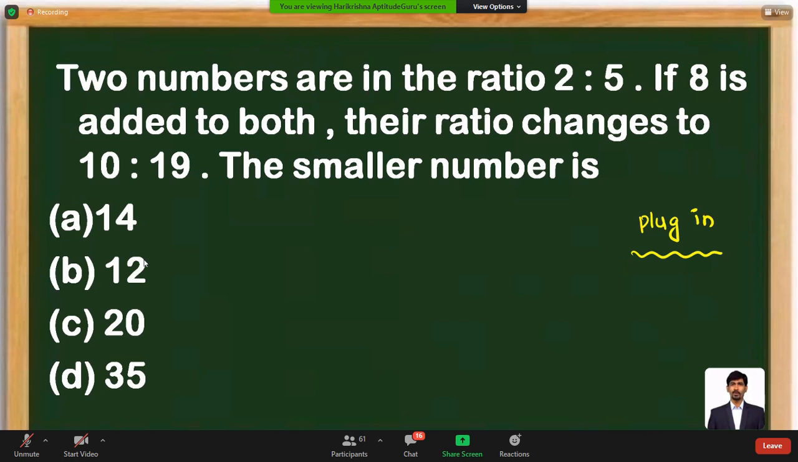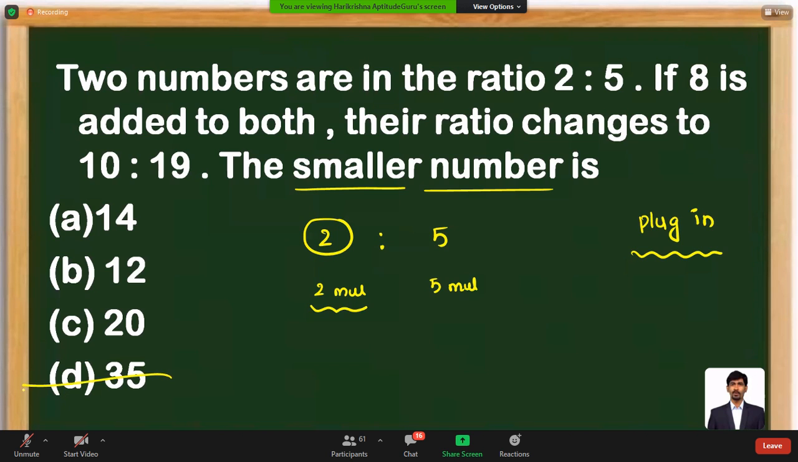What is the plugin strategy which I'm trying to apply here? Two numbers are in the ratio of 2:5. That means the first number is a 2 multiplier and the second number is a 5 multiplier. The question is what is the smallest number? The smallest number is going to be 2x, so it must be a 2 multiplier. If the smallest number is a 2 multiplier, the number should come in the 2 table. So 14, 12 and 20 are possible, but 35 is not possible. I'm simply eliminating that from the given scenario.